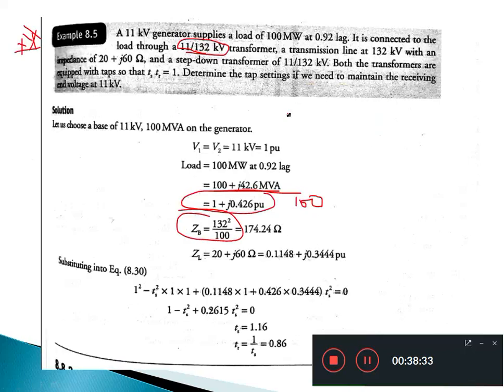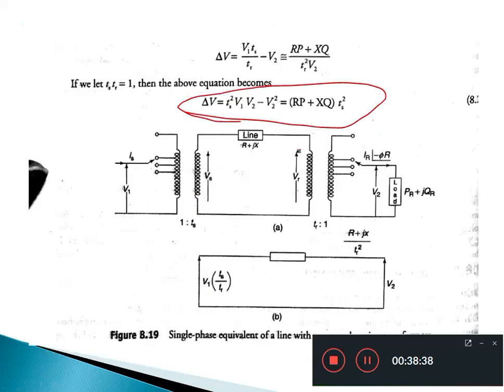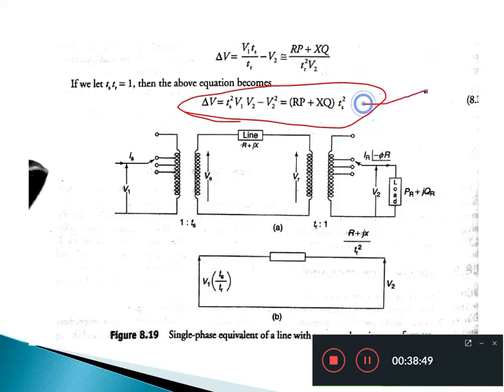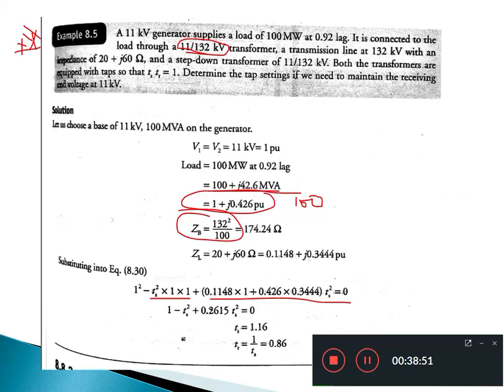V1 V2 Ts square, V1 V2 Ts square, yes, plus minus V2 square equal to minus Rp plus xq into Ts square. So just rearrange this equation. Okay, then you will get this equation. Then you have to solve it to find the value of Ts and Tr.